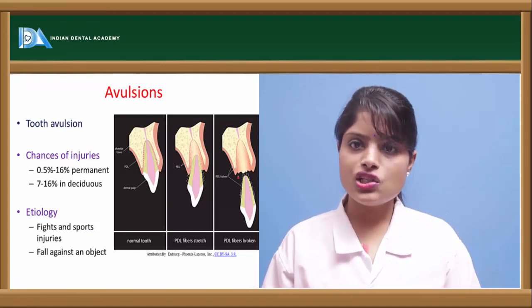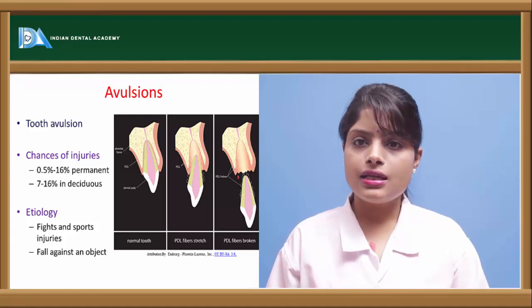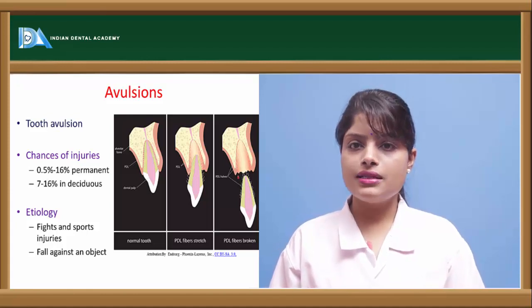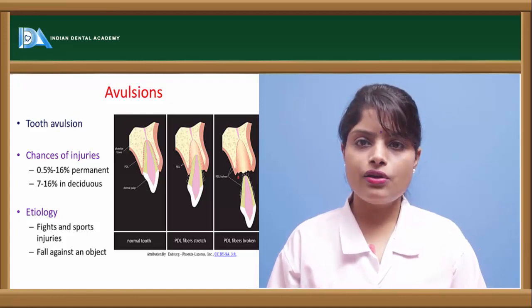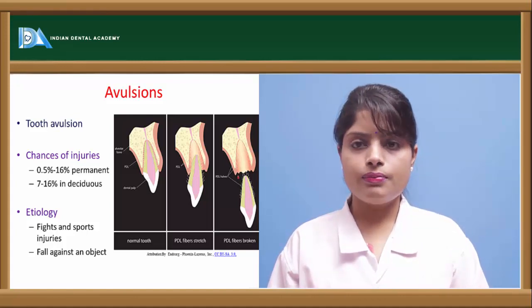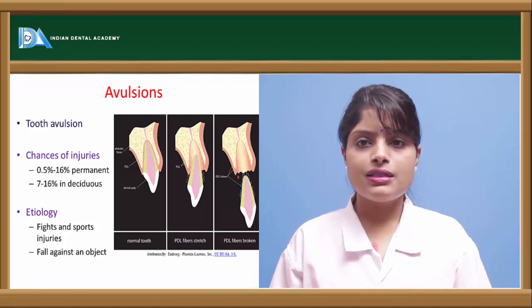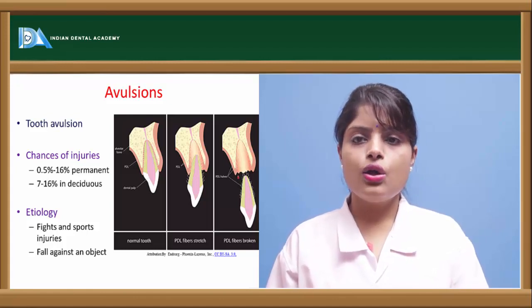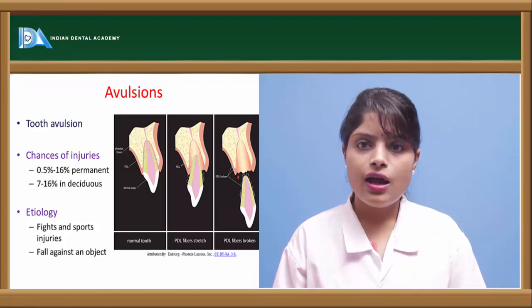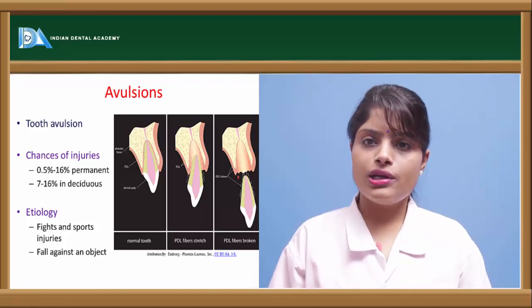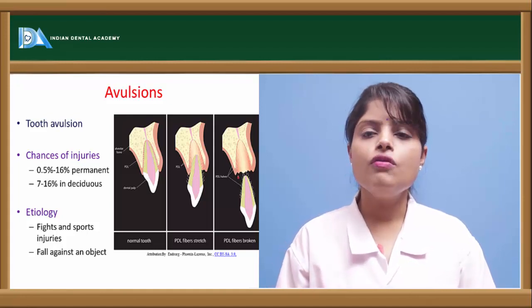An apexification can either be a single sitting procedure or a double sitting procedure. In a single sitting procedure, we directly place calcium hydroxide and obturate by means of obturating material. In a double sitting procedure, we place MTA or mineral trioxide aggregate, and on the second appointment, that is after 24 hours, we obturate by means of gutta percha.